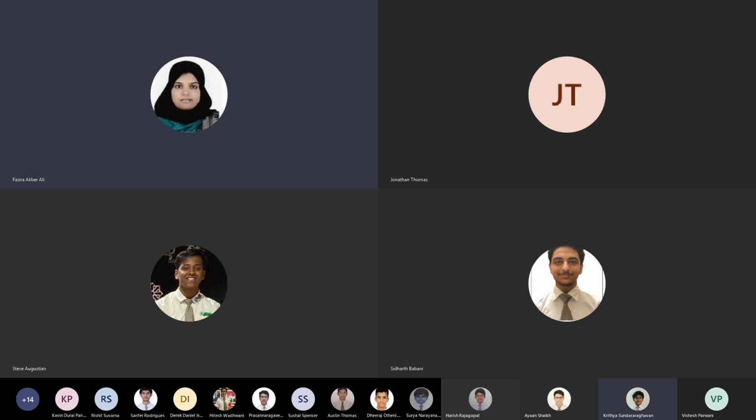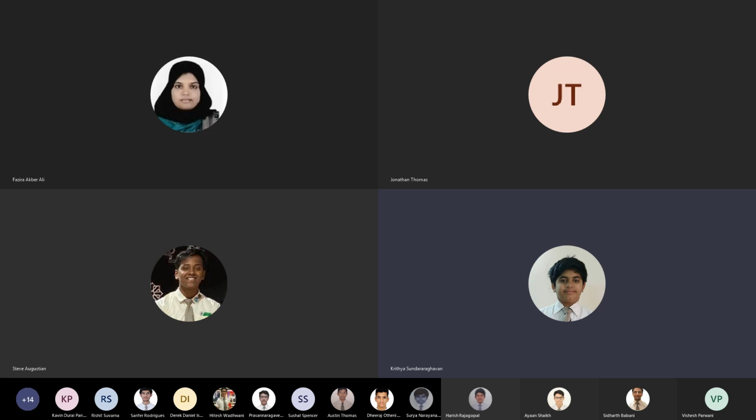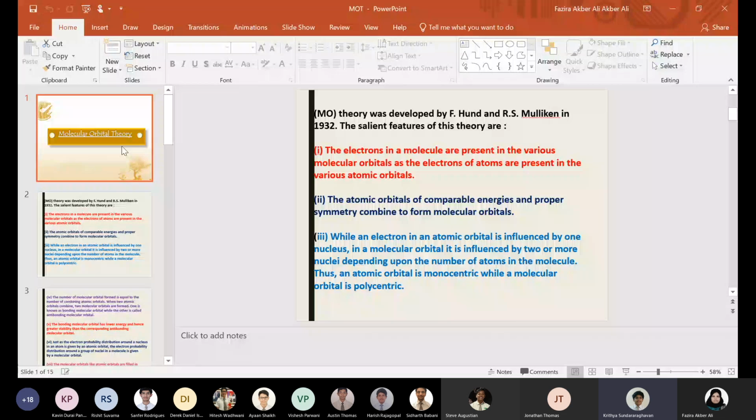Ma'am, since water freezes, maybe the bonds will be more spaced apart, so it will be more stable. So therefore, since it's more spaced apart, it will take up more space. So since more volume, it will be less dense.